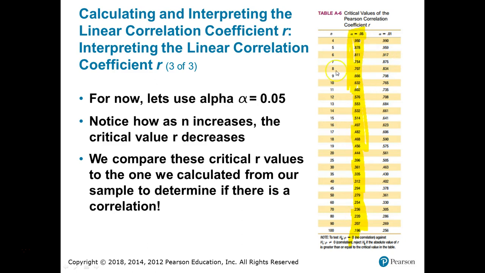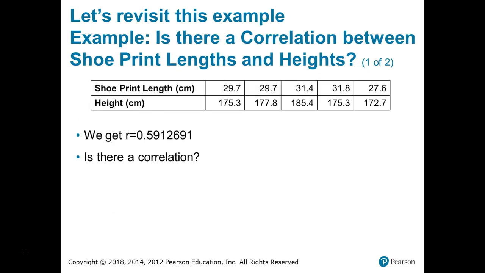So notice how as n increases, r decreases. We're saying that as you have more and more data values, the less and less confident you need to be in order to be conservative. So we compare these critical r values to the one we calculated from our sample to determine if there is a correlation. So these are the numbers that we are comparing our calculated r to. So let's go back to the original example.